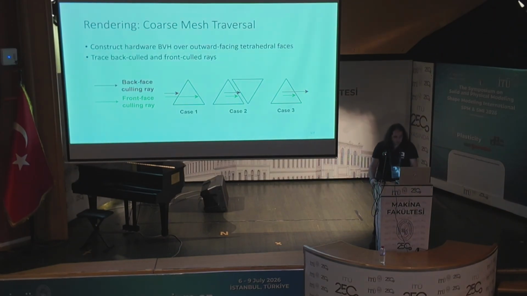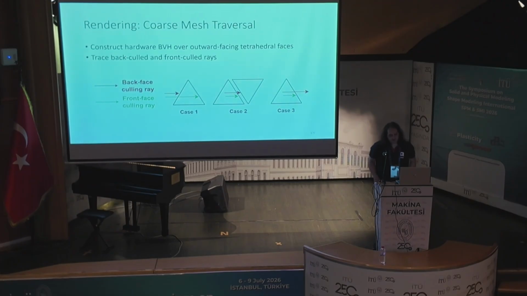Again, for coarse mesh traversal, we use a hardware BVH over the tetrahedral faces. This is for modern GPUs that have ray tracing cores. So we can offload the work of finding the next tetrahedron to another core during the rendering. So it's faster to do it this way. Also, for that, we send 2 rays. One is a back face culling enabled ray, and the other one is a front face culling enabled ray.